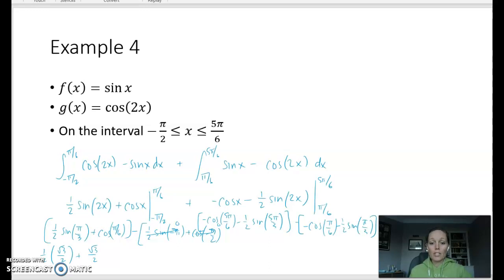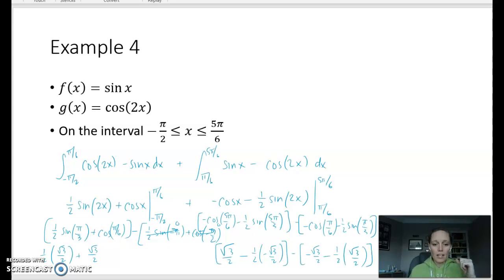Okay, cosine of 5 pi over 6 is in quadrant 2, so that means that cosine is negative over there. So I have a negative times a negative, which is a positive square root of 3 over 2. Sine of 5 pi over 3 is in quadrant 4, so that means that sine is a negative down there. So I have negative 1/2 times negative square root of 3 over 2. And then this is being subtracted from negative cosine of pi over 6, which is negative square root of 3 over 2. And then we have negative 1/2 times sine of pi over 3, which is the square root of 3 over 2.